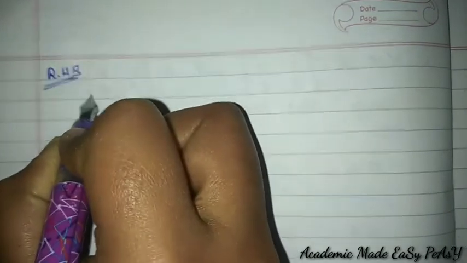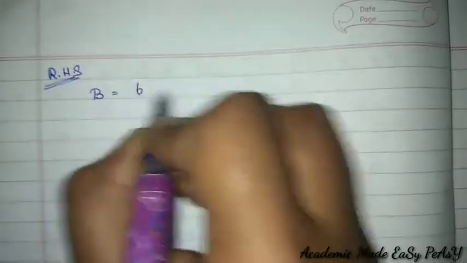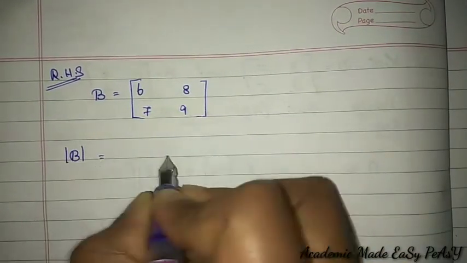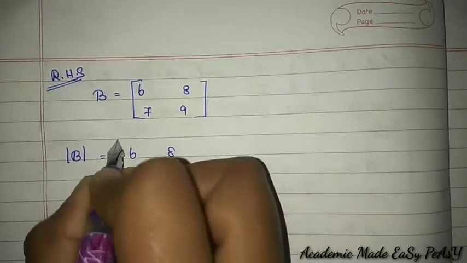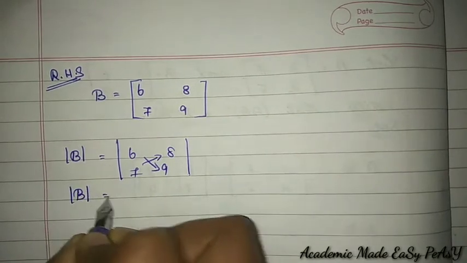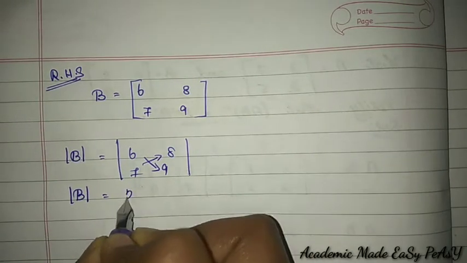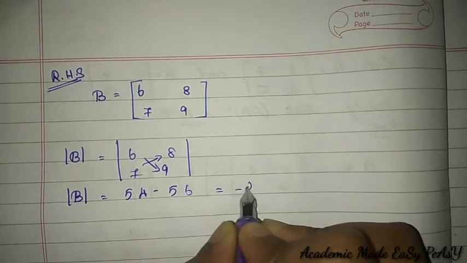So the second part is now my RHS. So first I have to find B inverse. So what is my B? My matrix B is 6, 8, 7, 9. So first I will be checking whether it has an inverse or not. So if I do 6, 8, 7, 9 with the cross method, I will get the determinant of B as 54 minus 56. So it is minus 2.